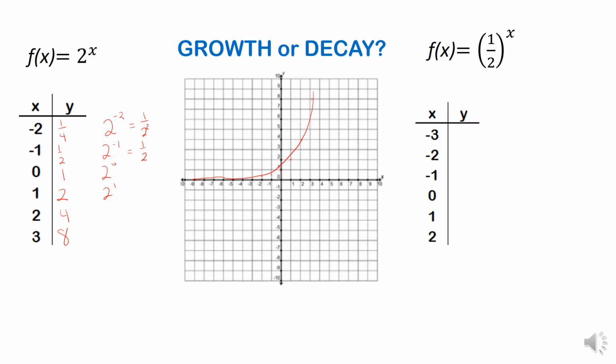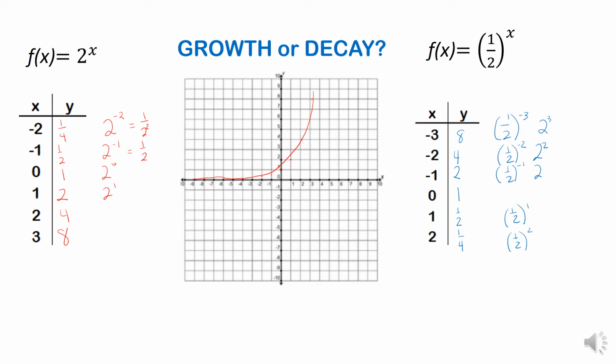Okay, so now I'm going to do this one. I have 1/2 to the negative 3, which means I have to flip it, so I get 2 to the 3rd, which is 8. 1/2 to the negative 2 is 2 squared, because I flipped it, which is 4. 1/2 to the negative 1 is 2 to the 1, which is 2. 1/2 to the 0 is 1. 1/2 to the 1 is just 1/2. And 1/2 squared is 1/4. So now I'm going to graph this one.